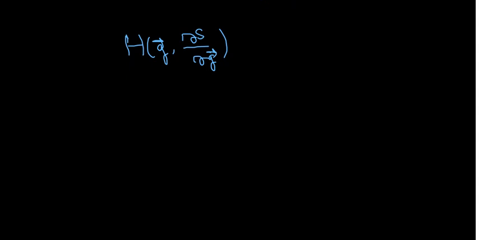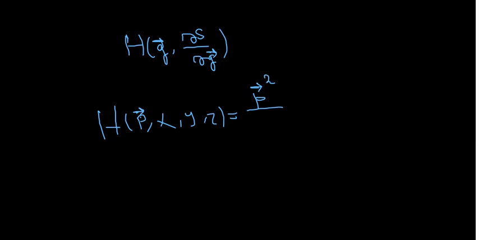So let's do this. The Hamiltonian for this system will be H as a function of P and X, Y, and Z. P here, I mean the vector P, the momentum vector, the conjugate momentum. And that will equal P squared, the dot product of this vector P with itself, over 2m, plus V, which is a function of X and Y and Z. So that was the form of the Hamiltonian, right?